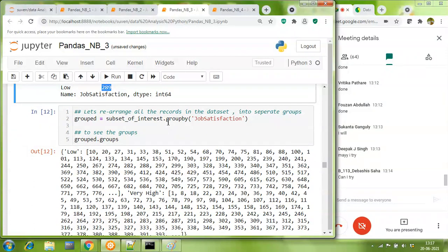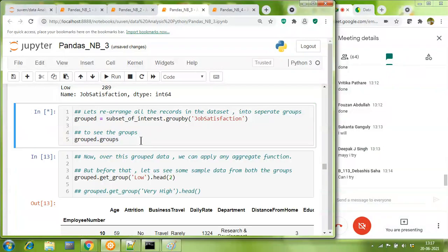Friends, now when I do a group by, what happens is group by will create two grouped objects. One grouped object will be called low, the second grouped object will be called high. So the return value of the group by clause is two grouped objects which have come in the variable called grouped. To print the groups, you have to use an attribute called dot groups.